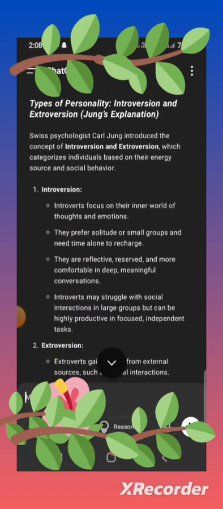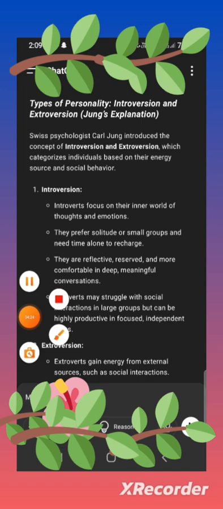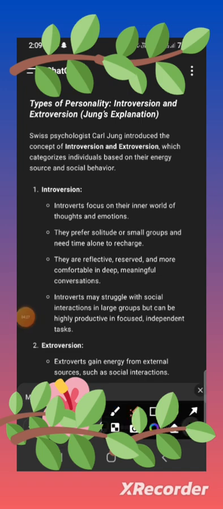Types of personality. Introversion and extroversion. Jung's explanation. Swiss psychologist Carl Jung introduced the concept of introversion and extroversion in his book Psychological Types. He believed that people have different ways of directing their energy and interacting with the world, which form the basis of these personality traits.